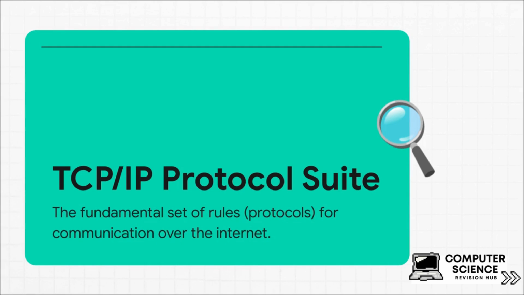The official rulebook for the internet is called TCP/IP. It dictates everything: how data should be broken into little pieces, how to address them, how to send them, and how to put them back together perfectly on the other side. It's the rules of the road.